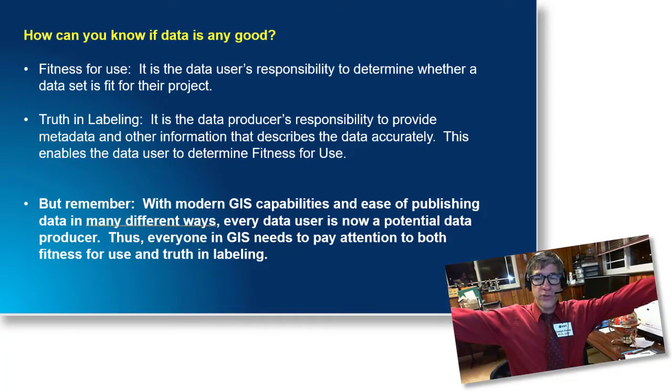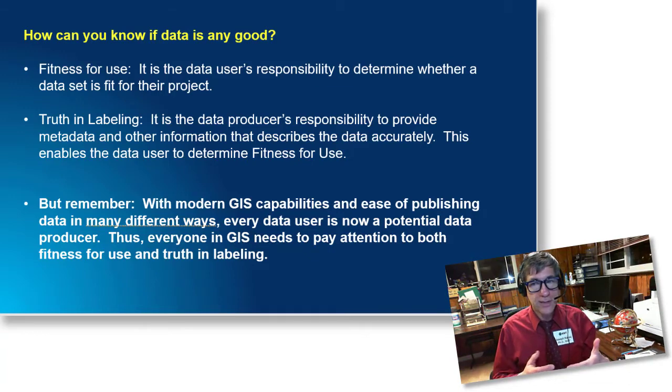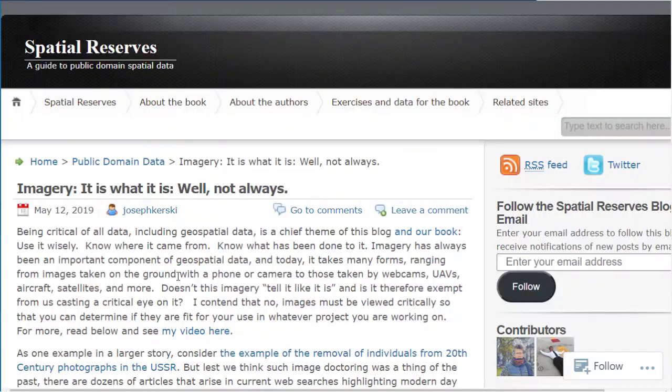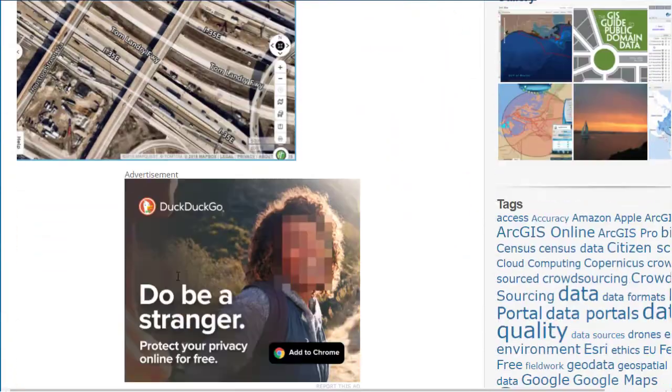Now remember though, folks, with modern GIS capabilities and ease of publishing data in many different ways, every data user is now a potential data producer. Thus, everyone in GIS needs to pay attention to both fitness for use and truth in labeling. Here are some data quality examples that relate to this question about how can you know if the data is any good. Let's take a look at these images here, for example.